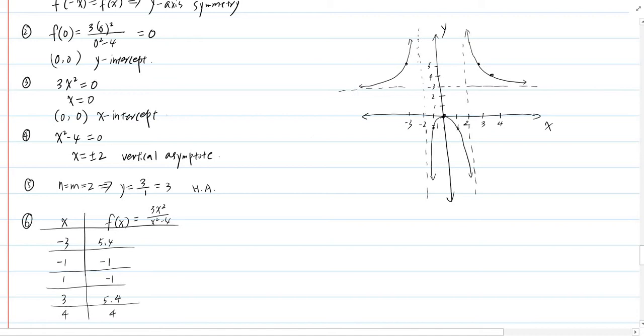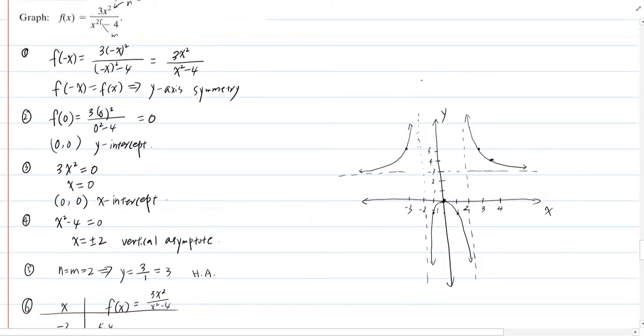Remember, this is symmetry, y-axis symmetry. So here, if you fold this like origami, they should all fold perfectly. Of course, I drew it by hand. There are some errors, but if you do this accurately, it should look like this. So that is how you graph rational functions.